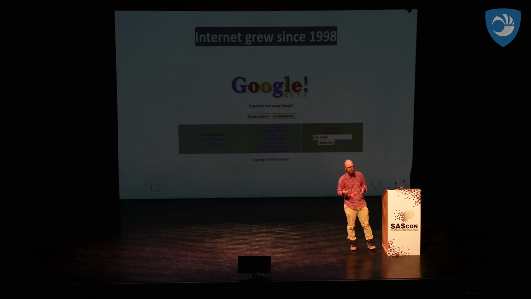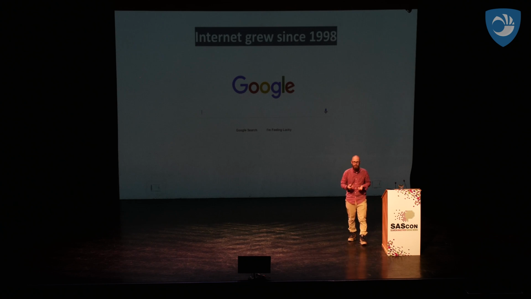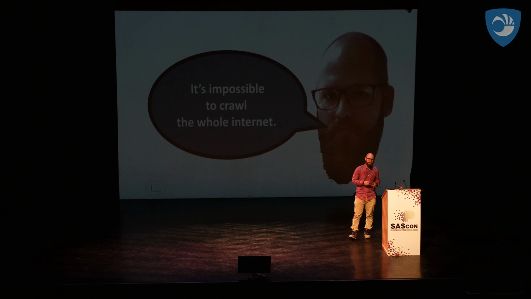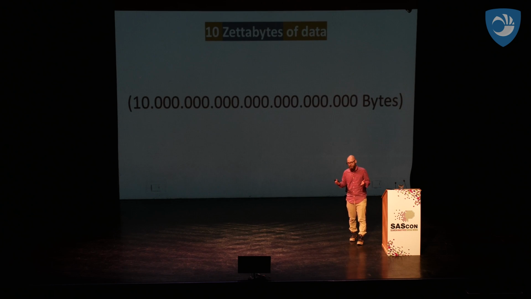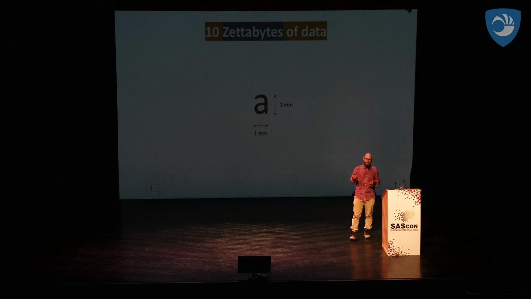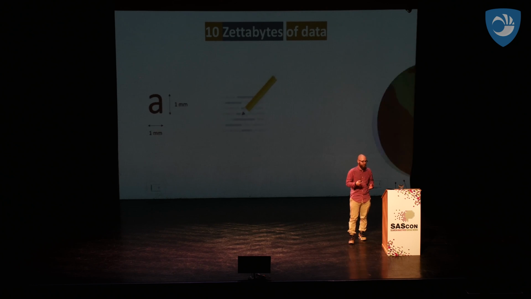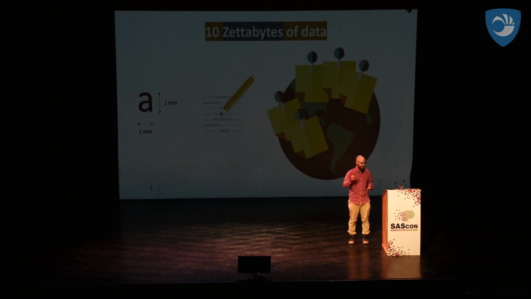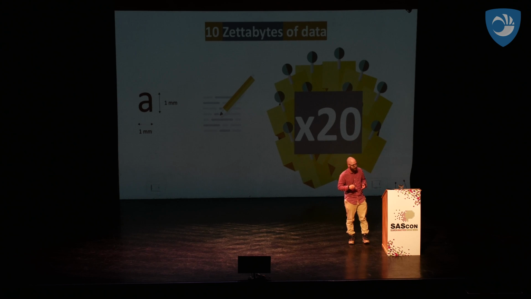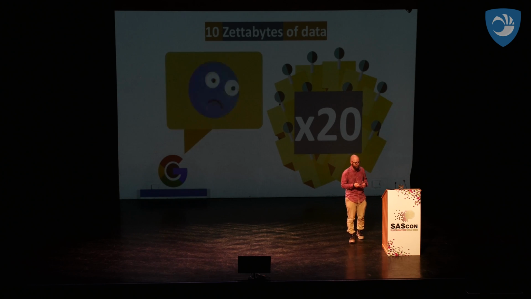So the internet grew a lot since 1998. And not only has the design changed, but it became impossible to crawl the whole internet. And just to visualize that for you guys, the whole internet is more or less 10 zettabytes of data. So to visualize it, if we take the letter A, which is 1 by 1 millimeter large, and we fill a piece of paper with those letter A's, we could cover the ground with those pieces of paper 20 times. And that's quite a huge problem for the Googlebot.